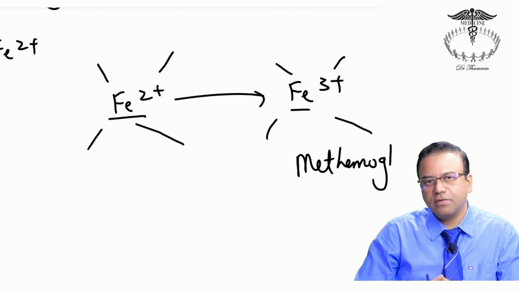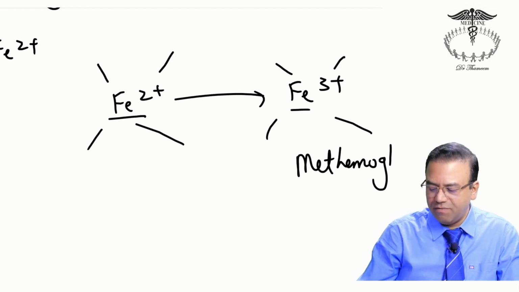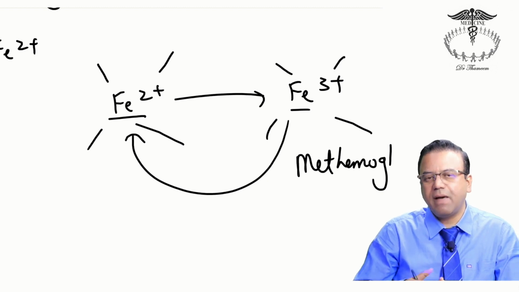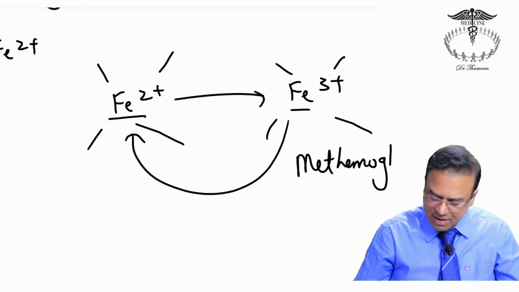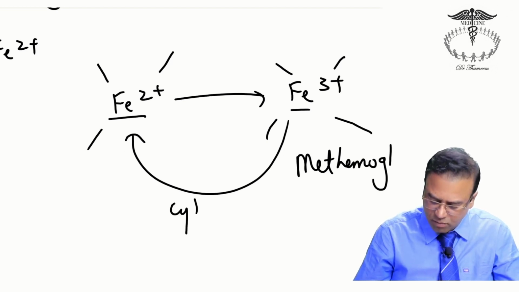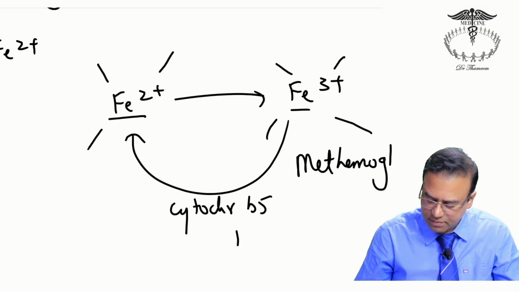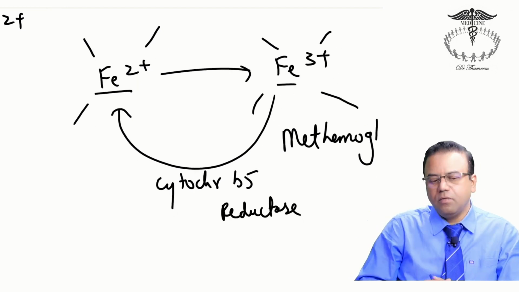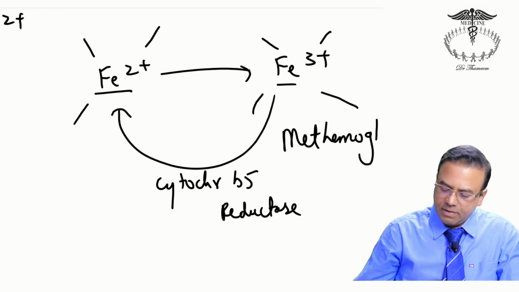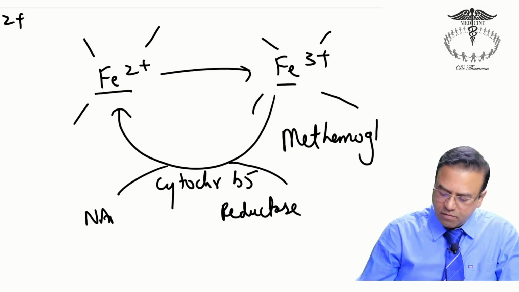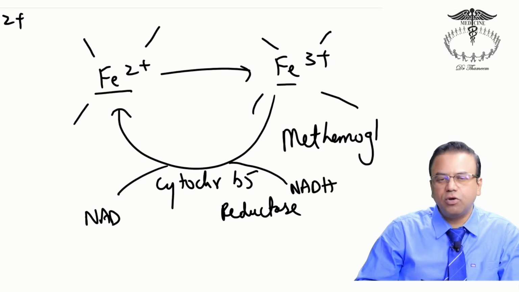What else can cause it? Normally, whenever ferrous converts to ferric, there's a way the body converts the ferric back to ferrous, and there seems to be a defect over there. The enzyme required to convert ferric back to ferrous is cytochrome B5 reductase, which basically uses NADH and forms NAD, and the NADH is going to help convert the ferric back to ferrous.